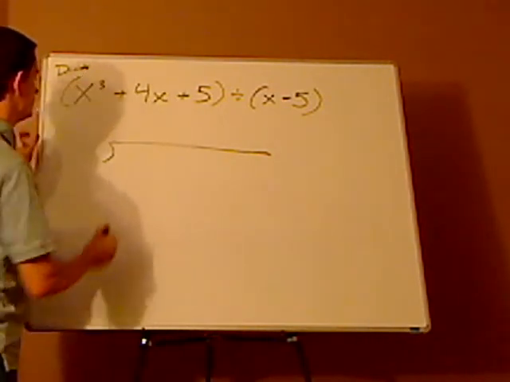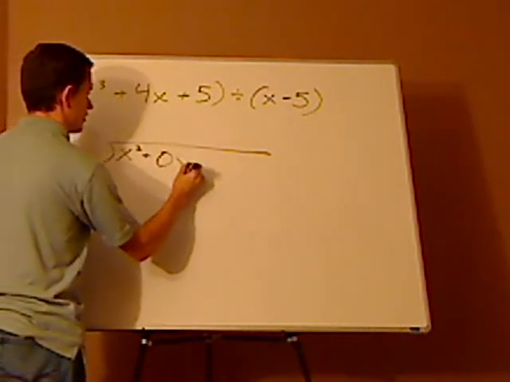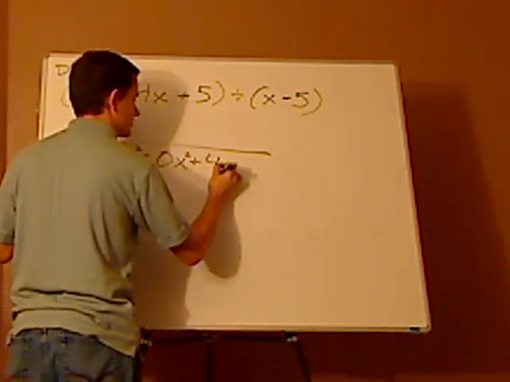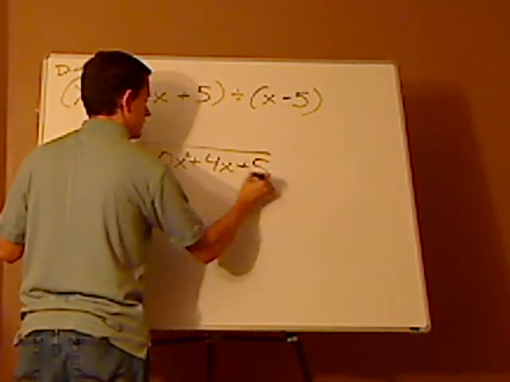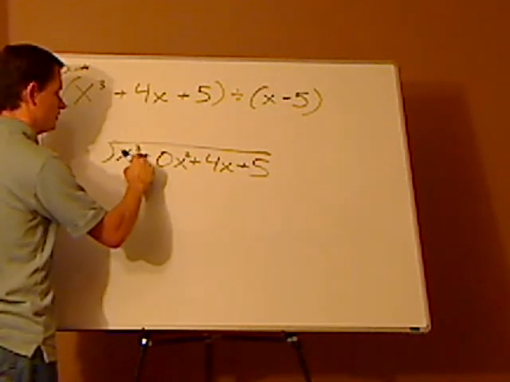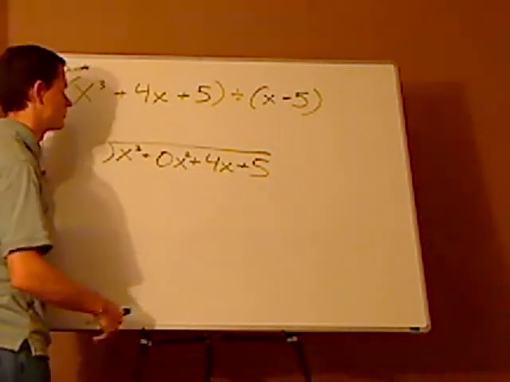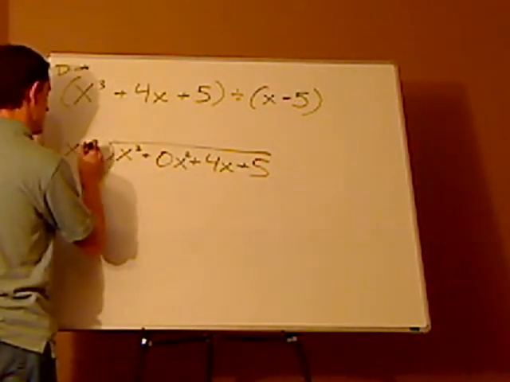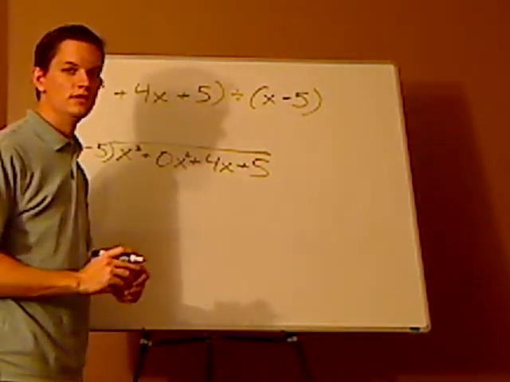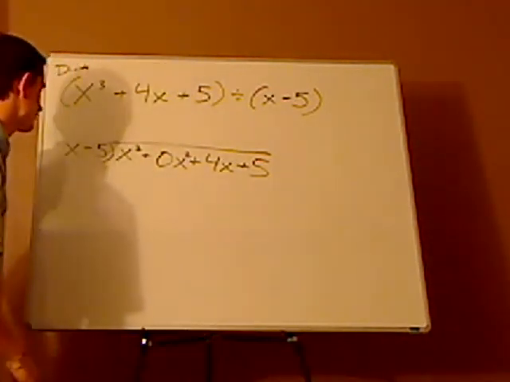So you have x cubed, you write that here, x cubed plus 0x squared plus 4x plus 5. This 0 right here serves as a spacer. These exponents should descend, so 3, 2, 1, and then 0, which is x to 0, which is just 1. And then you have x minus 5. Now, what you do here is somewhat easy, somewhat hard, because what you're going to be doing is a long division.